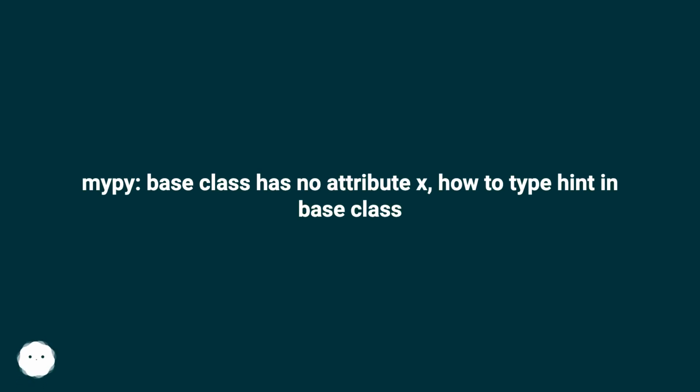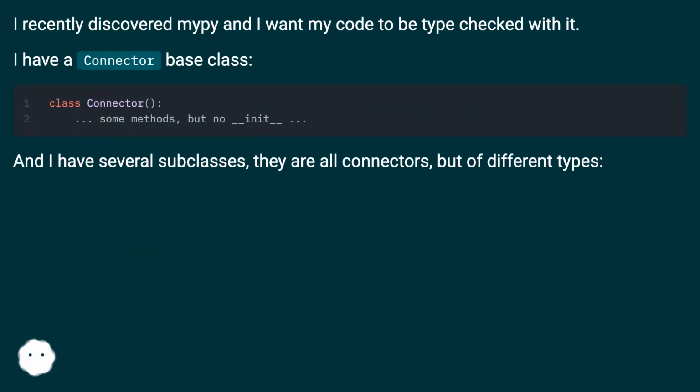Mypy, base class has no attribute X. How to type hint in base class. I recently discovered Mypy, and I want my code to be type checked with it.